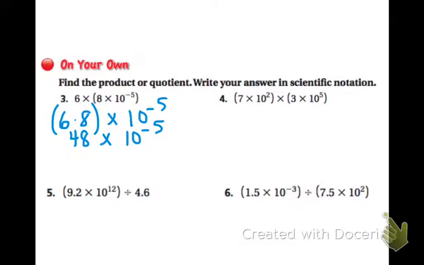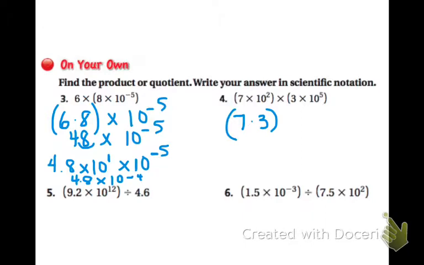But 48 can be written as 4.8, remember you'd have to go back 1, times 10 to the 1st power, times 10 to this -5 power. So we will add the 1 and the -5, and we'll get 4.8 times 10 to the -4 power. Okay, let's move over here to number 4. We will group together and multiply the 7 times the 3, and then we get to multiply the powers of 10 together too.